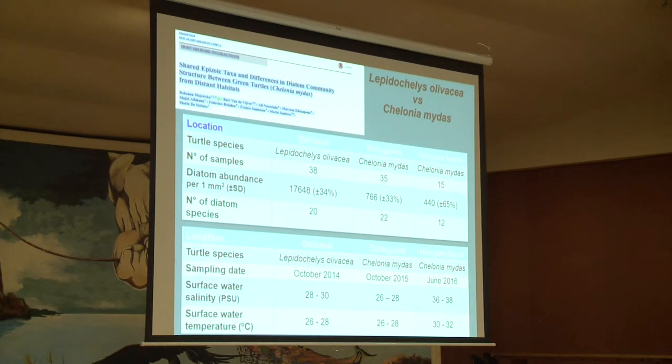Just to have an idea of the differences that we found. In Lepidochelys olivacea we have more or less 20 species. Now it's 30 because we found new species. And if you see in Chelonia mydas, that is a totally different species, we have more or less a similar community in terms of species.